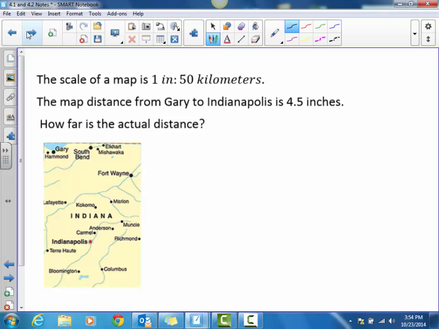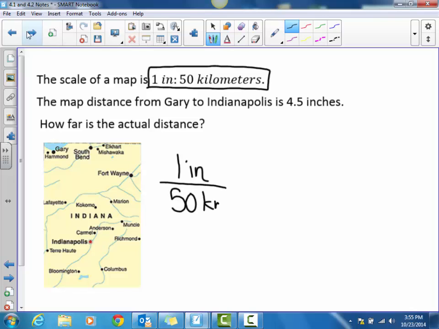Lastly, we use similar figures as scales. We talk about scaling. So I have an example here, the scale of a map. The scale tells us when we look at a map how many inches or centimeters represents the total distance. So the scale of this map is 1 inch of my map is equivalent to 50 kilometers. The map distance from Gary to Indianapolis is 4.5 inches.